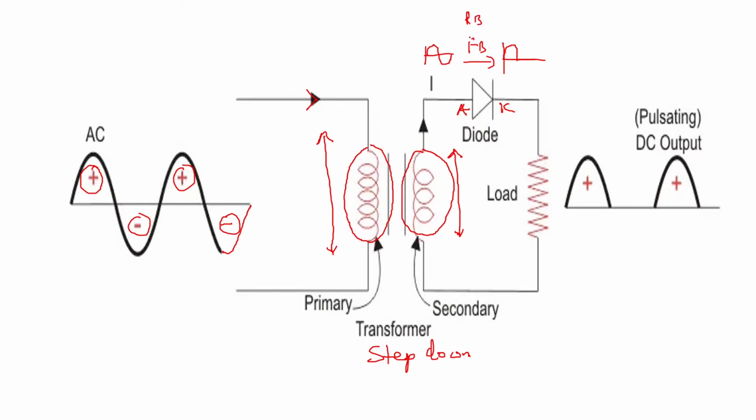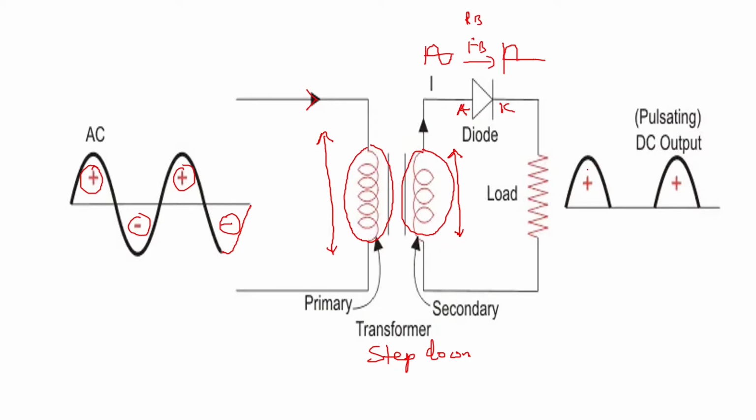So only when it is forward biased, it acts as a passing device which will pass the current. When it is reverse biased, it is not going to pass any current. So we see that the output here, we have shown only positive half cycles.